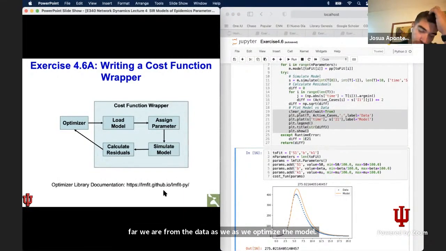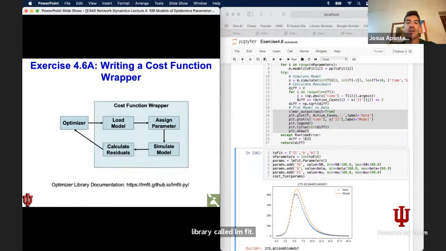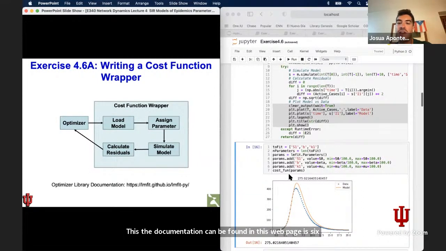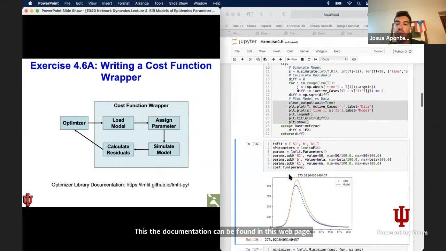Just so you know, we are using an optimizer library called LMFit. If you are familiar with coding and want to have your own look at the documentation, it can be found on this web page. It's explained thoroughly. It's just 2 tabs. You read them, and you should feel quite comfortable using the library.